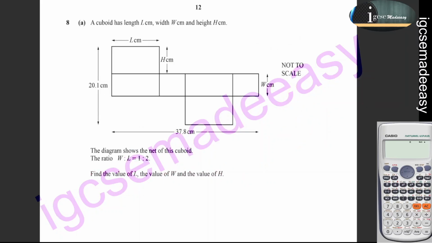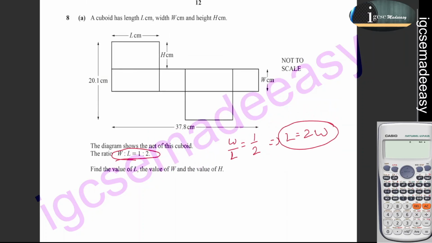Question number 8. A cuboid has length L, width W and height H, and we are given that W and L are in the ratio 1:2. What does 1:2 mean? See, W by L is 1/2. So if I cross multiply, then L equals 2W, correct?